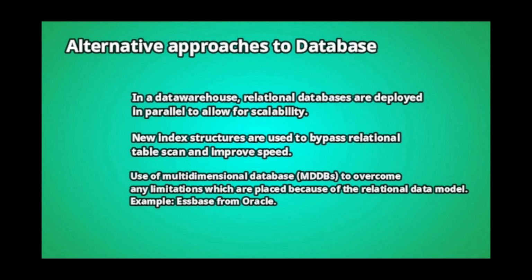Alternative approaches to the database: in a data warehouse, relational databases are deployed in parallel to allow for scalability. Next, new index structures are used to bypass relational table scans and improve speed. And lastly, use of multi-dimensional databases (MDDBs) to overcome limitations placed by the relational data model, for example, Essbase from Oracle.